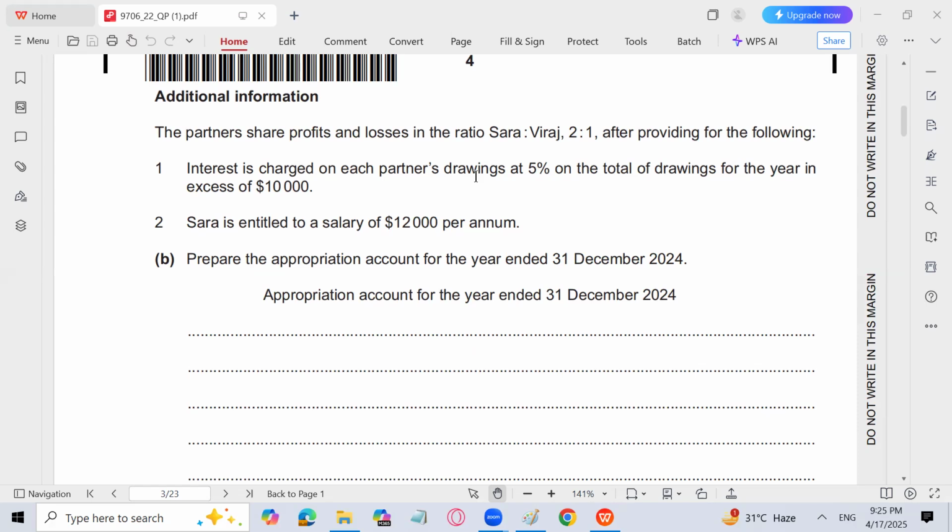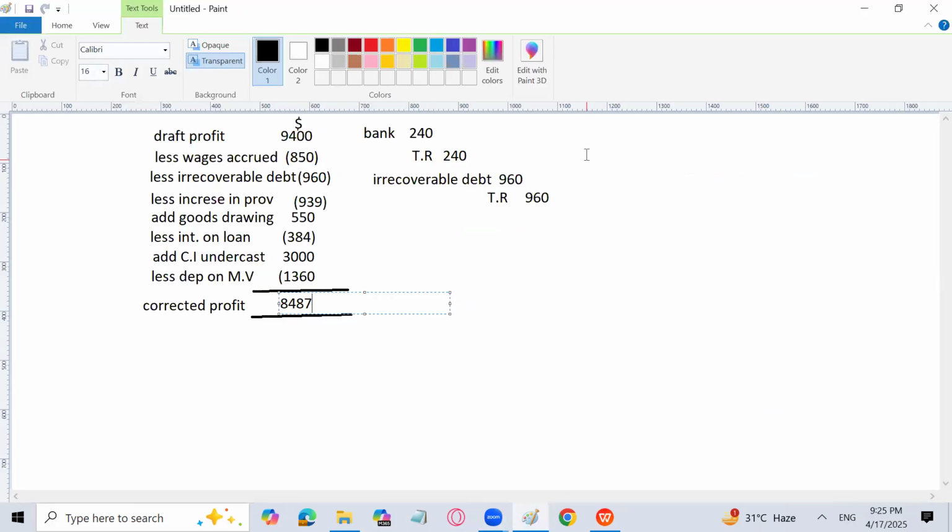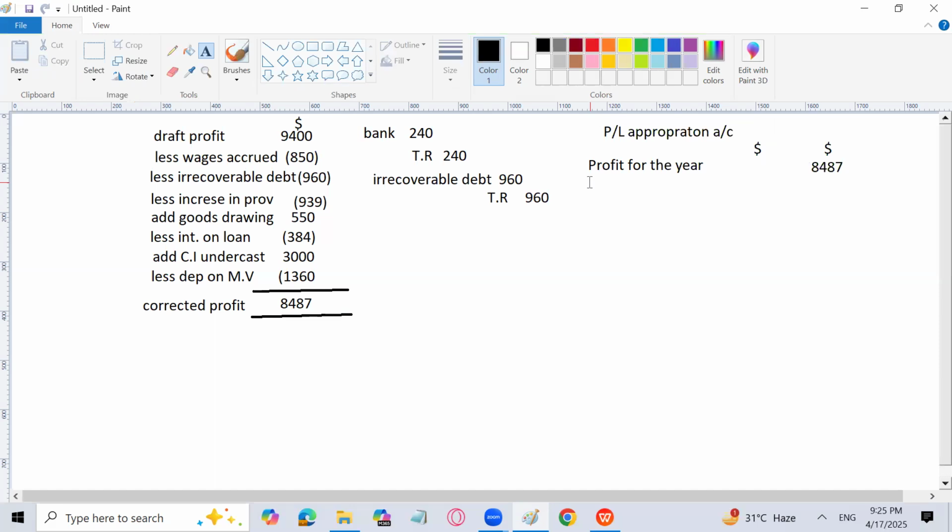Sara is entitled to a salary of 12,000 per annum. Prepare the appropriation account. And 2:1 is basically the profit and loss ratio, which is 2/3 and 1/3. So let's prepare the profit and loss appropriation account. We'll start from the profit for the year, which we have calculated already. It is correct also, that is 8,487. Now I will add interest on drawings.